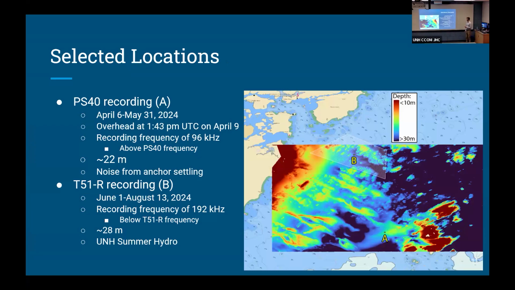The two different locations: A, you can see, was where the PS40 recorder was placed, and B was for the T51-R. PS40 was in operation on April 9th when it was directly overhead, and the recording was from April 6th to May 31st of last year. The recording frequency of the sound trap was 96 kilohertz. It was at about 22 meters, and the noise from the anchor settling was during the initial hours. Within 10 or 12 hours, it was able to settle properly for the recordings, but that still provided some amount of pre-exposure data.